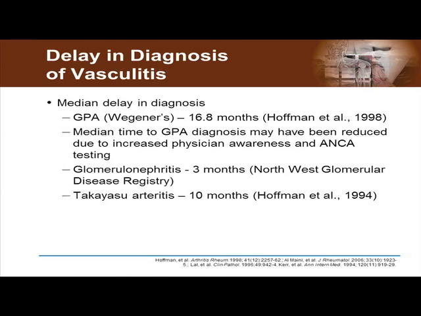Again, an older retrospective review in 1996 from the Northwest Glomerular Disease Registry showed that the median delay to diagnosis of glomerulonephritis associated with primary systemic vasculitis was about 3 months. And in the large vessel vasculitis domain, a review by Dr. Hoffman et al. back in 1994 reported that the median delay to diagnosis of Takayasu arteritis was about 10 months.